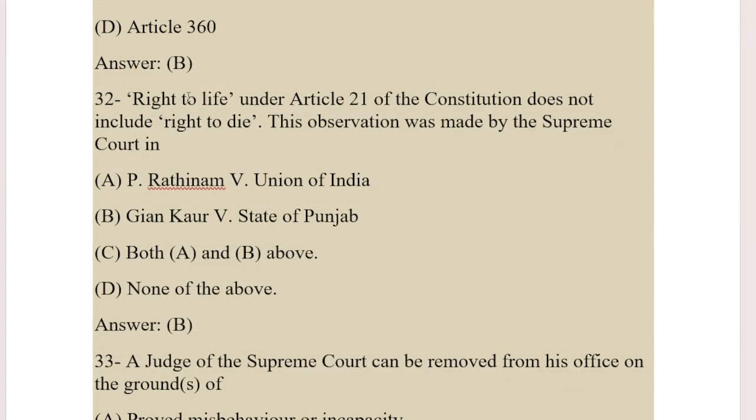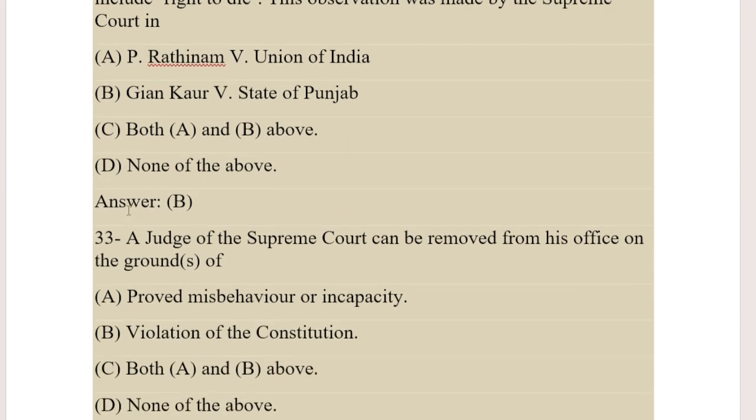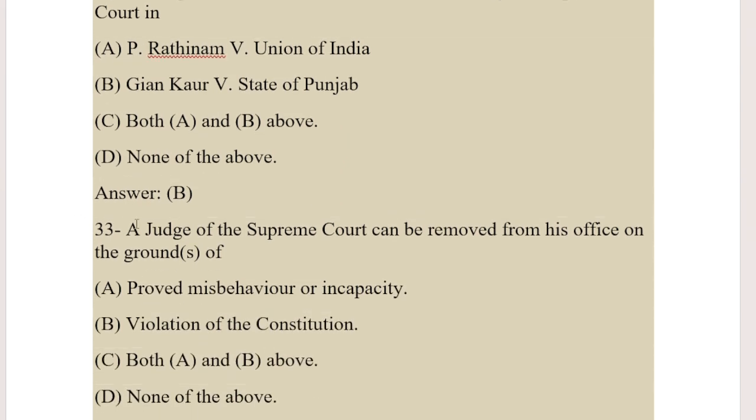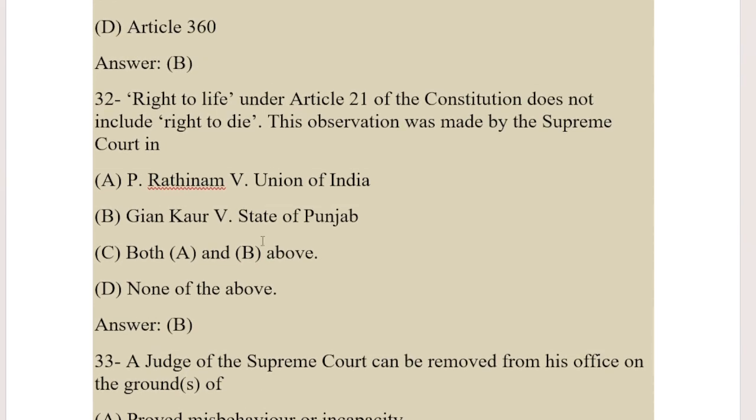And the next question is: the right to life under Article 21 of the Constitution does not include the right to die. This observation was made by the Supreme Court in option A, P. Rathinam versus Union of India; option B, Gyan Kaur versus State of Punjab; or both A and B. And the right answer is option B, Gyan Kaur versus State of Punjab.